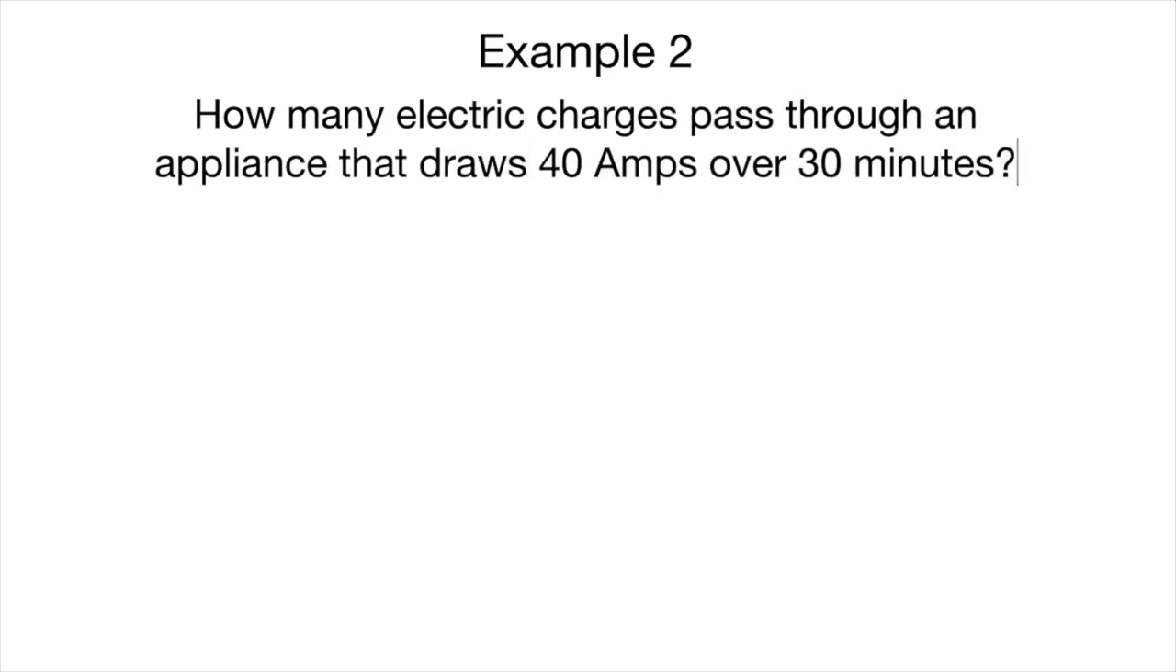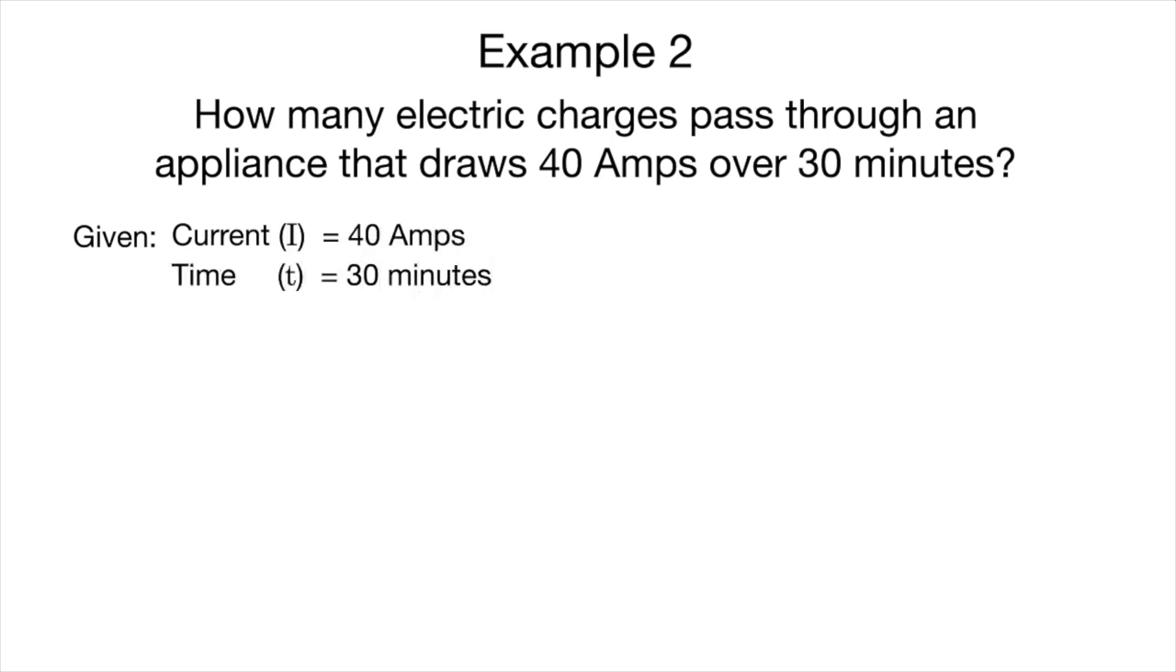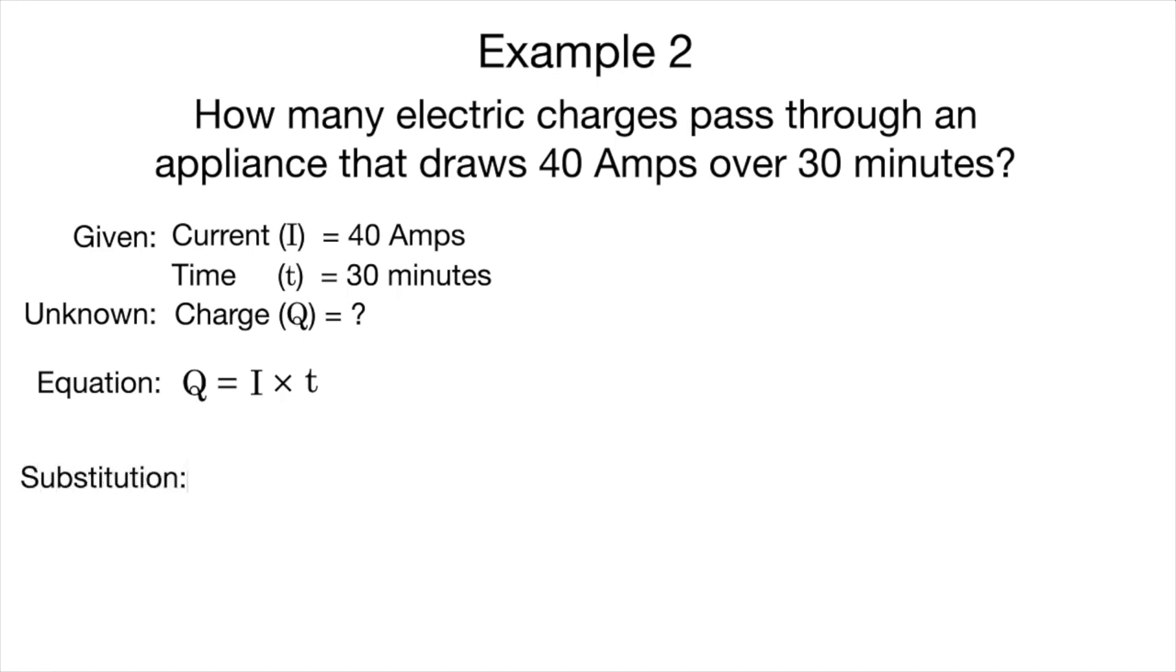Example 2. How many electric charges pass through an appliance that draws 40 amps over 30 minutes? Given: current, I, equals 40 amps. Time, T, equals 30 minutes. Unknown, then, would be the charge, Q. The equation: Q equals I times T. Substitution: Q equals 40 amps times 30 minutes. But we need to convert that. So Q equals 40 amps times 1800 seconds.